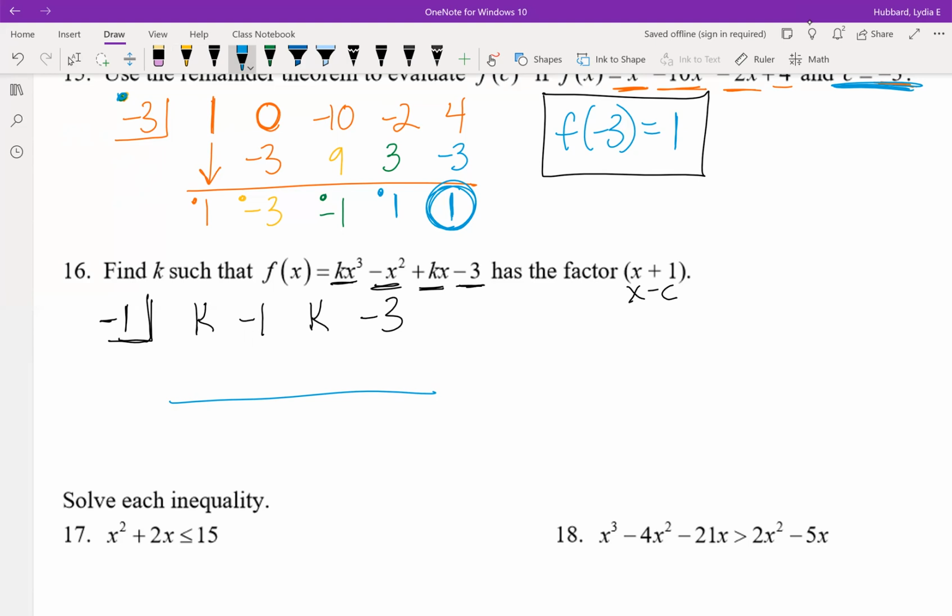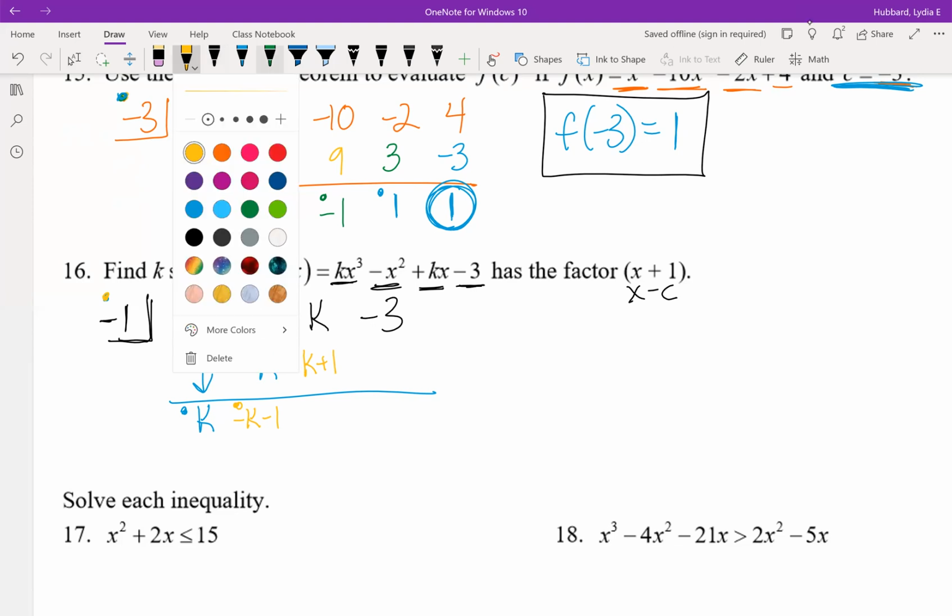And I think one is more complicated than the other, but it's up to you. So the first way we would do this is just operating with k as if it was just a number. So we'd bring down k, and we do k times -1, which would be -k. And then we add straight down. So we would have -k minus 1. Okay, and then we would multiply that times -1, which would give us a +k plus 1.